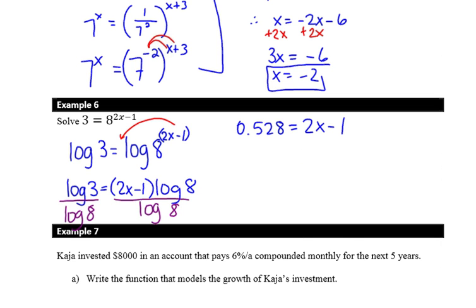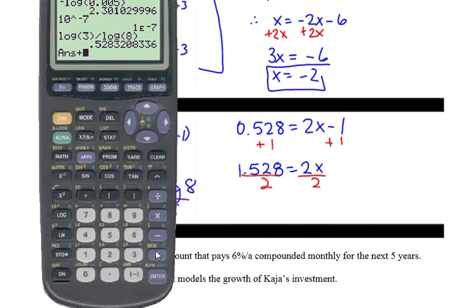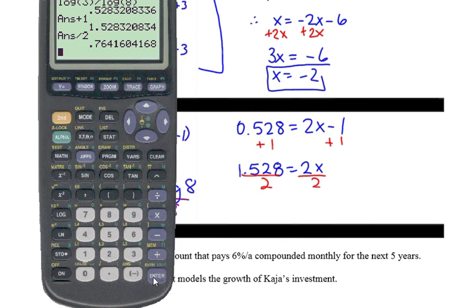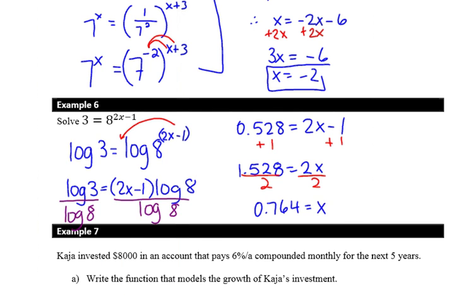And now it's just simple algebra, I hope. I always hope. Sometimes when you get stressed, the easiest things become the hardest things when you're under pressure. Not if you're clutch. Divide by 2. So in our calculator, we can just go plus 1, keep the exact value, and then divide by 2. And there's our answer, 0.764 equals x. Boom. Done.